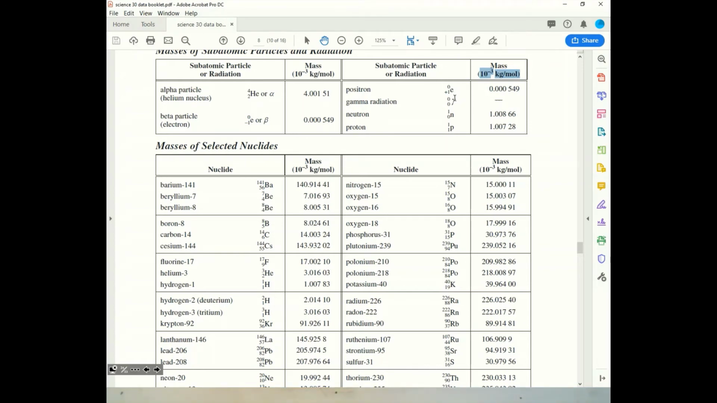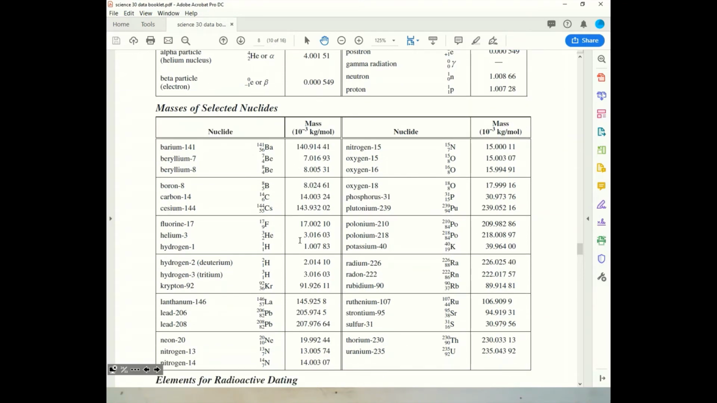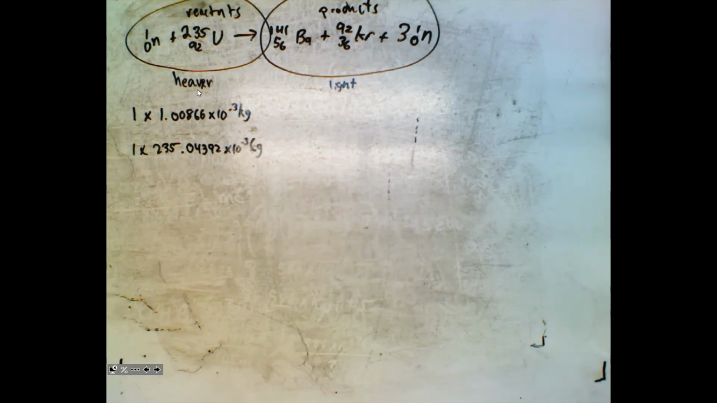And then my other one is uranium-235. So I find uranium, and they're all in alphabetical order here. Uranium, there it is. Uranium-235. And I'm just going to write that down. I have 1 of them, and it has a mass of 235.0439, and remember it's times 10 to the negative 3 kilograms. So I'm going to show you what my screen looks like. So I just wrote down the mass. I have 1 of them, and they're times 10 to the negative 3.